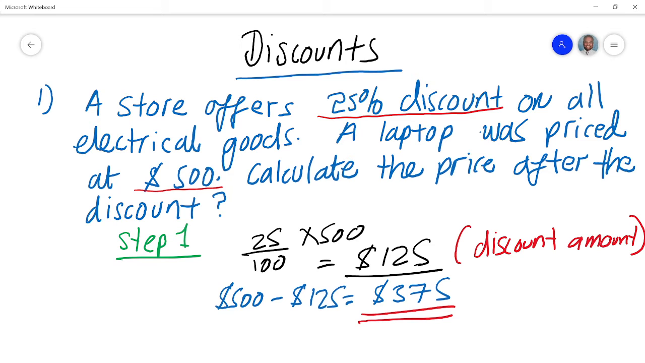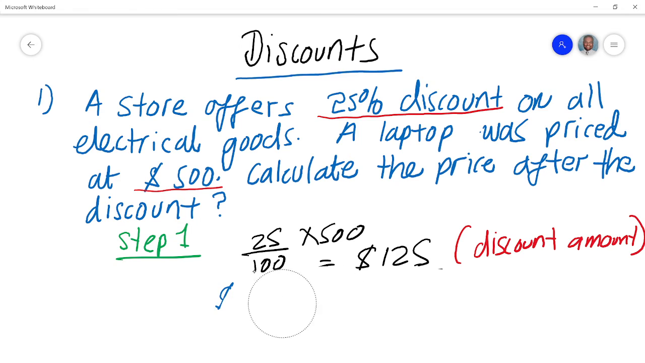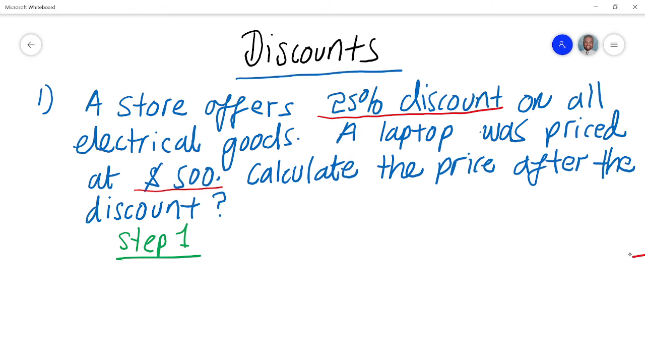Let's look at step two. With step two, you just need to do one direct point, and you get to the answer.